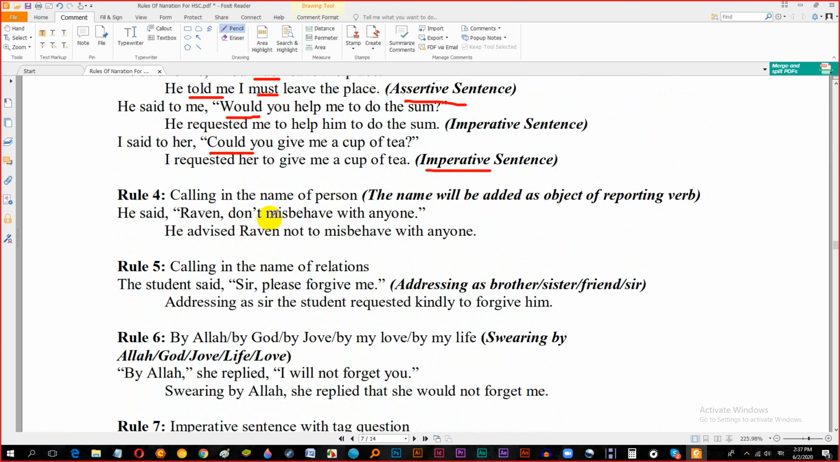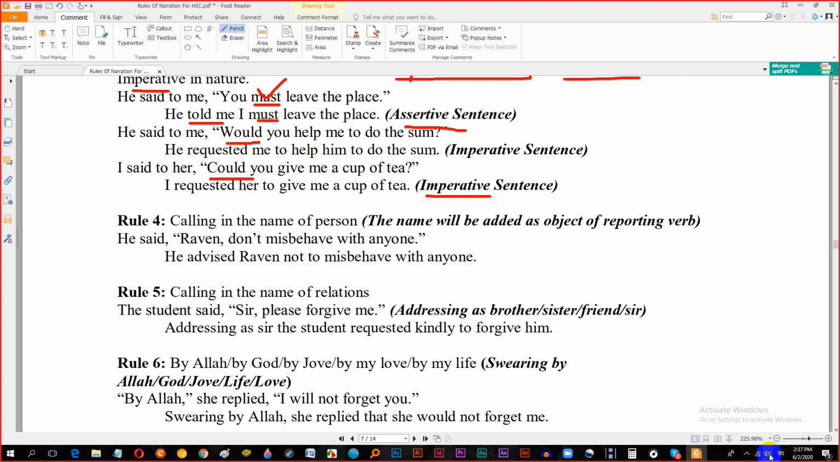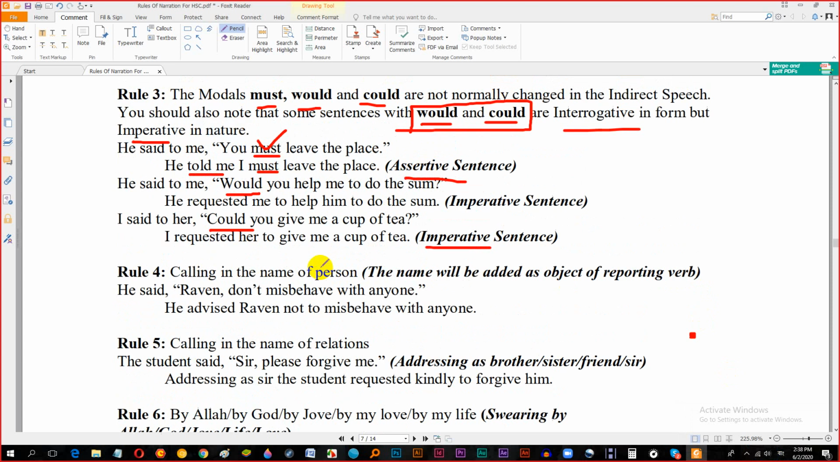Calling in the name of person. Sir, there is a problem. Yes, tell me, Kamlesh. Sir, here I said to her, could you give me a cup of tea. If it were like this, that I asked her if she could give me a cup of tea, yes. That's the point. Yes, you can. I was also trying to ask you that. Thank you for asking.